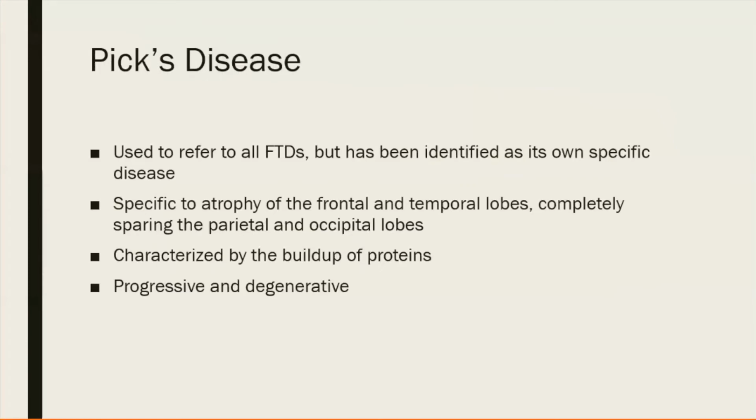So let's talk about it, right? We talked about our Pick's disease, which used to refer to all FTDs, but is now known to be its own specific disease. And what this is kind of characterized by is atrophy in the frontal and temporal lobes, but it completely spares the parietal and occipital lobes. And there's kind of like a different buildup of proteins. They have a different shape and protein composition than our other specific FTDs. So again, it's progressive and degenerative.